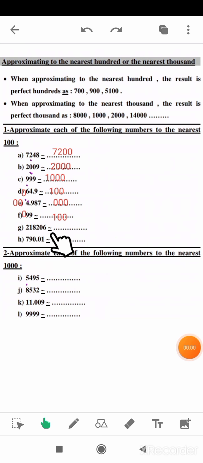Here, try these examples by yourself. Approximate each of the following numbers to the nearest thousand. To find the thousand here, look at the hundreds digit before it. We have here units, tens, hundreds. Hundreds is 4. 4 is a poor number, so it will be replaced by zeros.